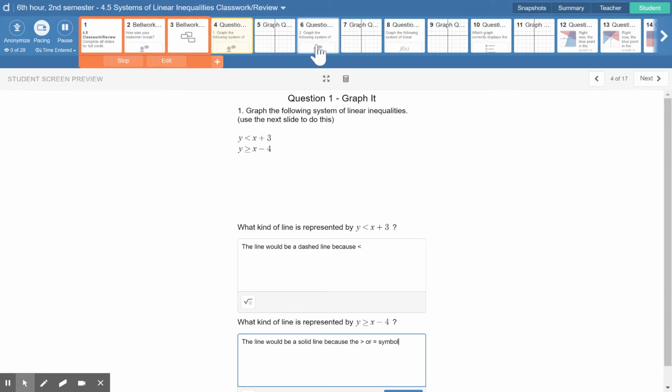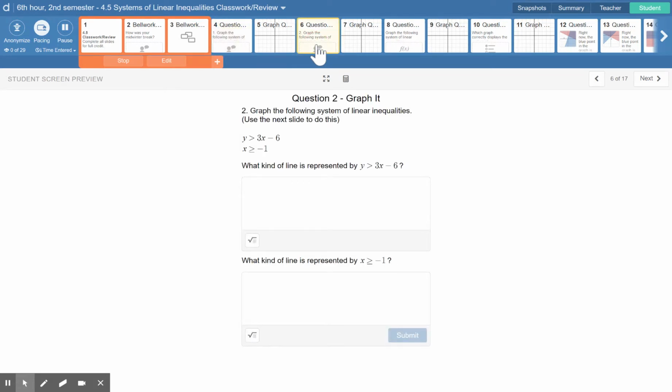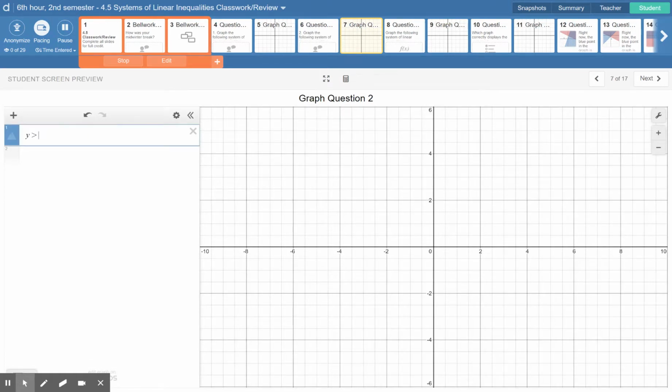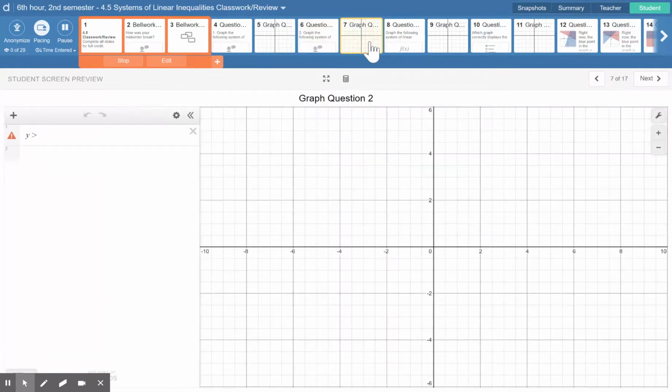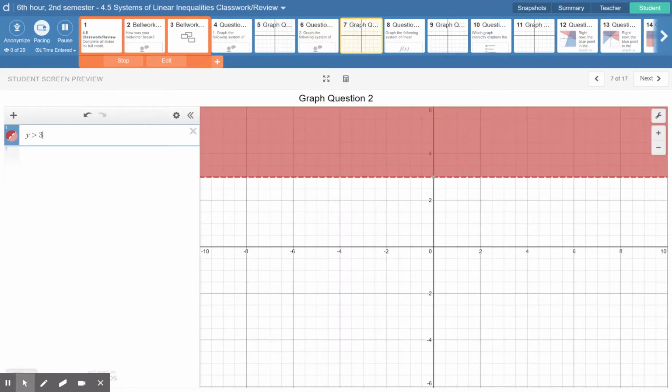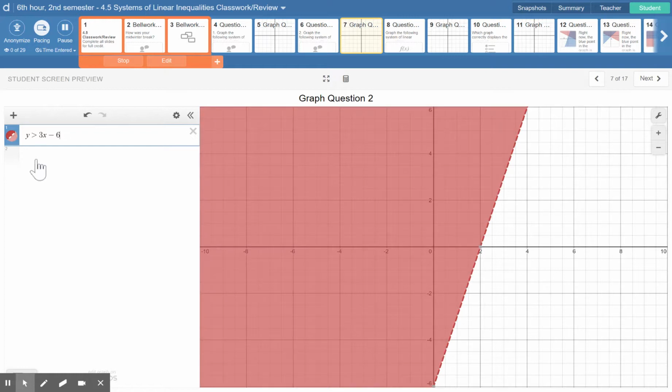All right, so slide number 6 is the same idea. So you're going to graph that on slide number 7. So it says y is greater than 3x minus 6. Notice that there's no equal sign, so that's why it's a dashed line. Okay, so if we picked an ordered pair, let's say 2, 0, it would get you a false statement.